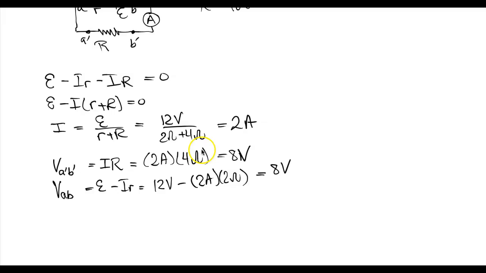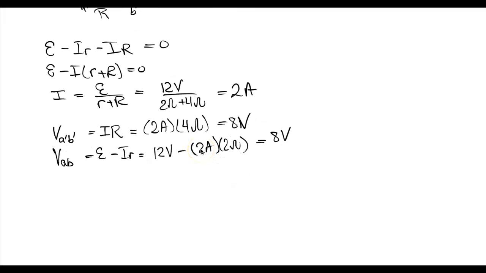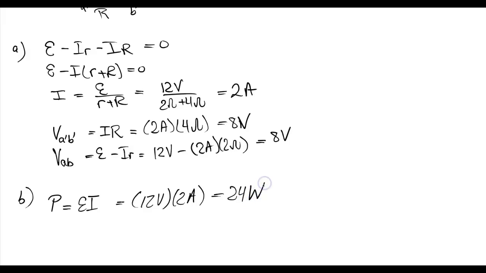Now we're asked to find, so let's consider this to be part A. Part B is asking, find the rate of energy conversion. So the rate of energy conversion is the power, and the power is given by the source voltage times the current, which is 12 volts times 2 amps, or 24 watts.